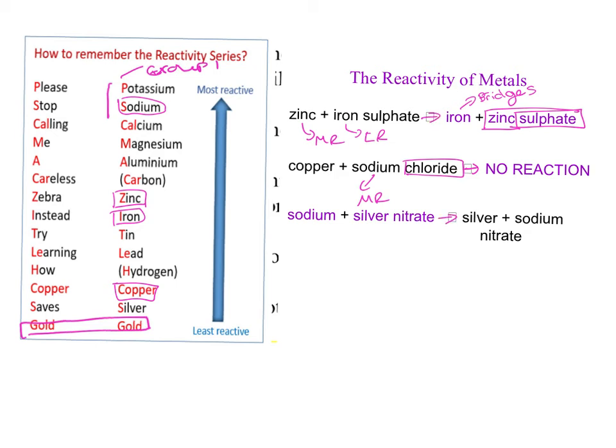Last one then, you've got sodium and silver. Silver's all the way down here. Sodium's at the top. Sodium's more reactive. So it's going to steal away the nitrate, the non-metal bit, from silver. So you end up with silver. We can use that to make rings, other jewellery. Perfect. And then you end up with sodium nitrate. That's just a couple of examples.